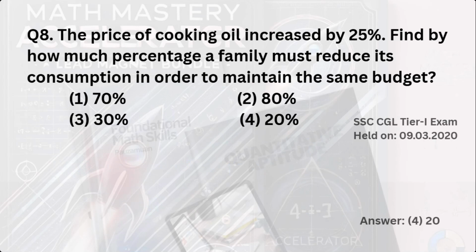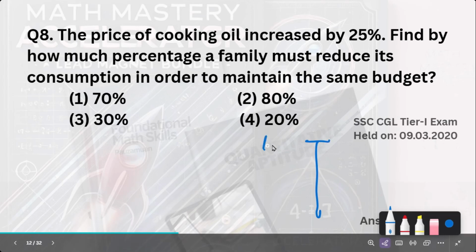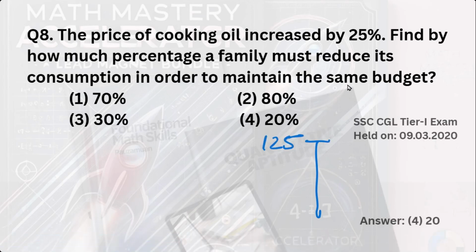Next question, question number 8. The price of cooking oil increased by 25%. 25% more, 100 plus 25, 1, 2, 5. Find by how much percentage a family must reduce its consumption in order to maintain the same budget. 100 is the base. 125 is a 25% increase. Cancel it. 25 into 4 is 100. 25 into 5 is 125.